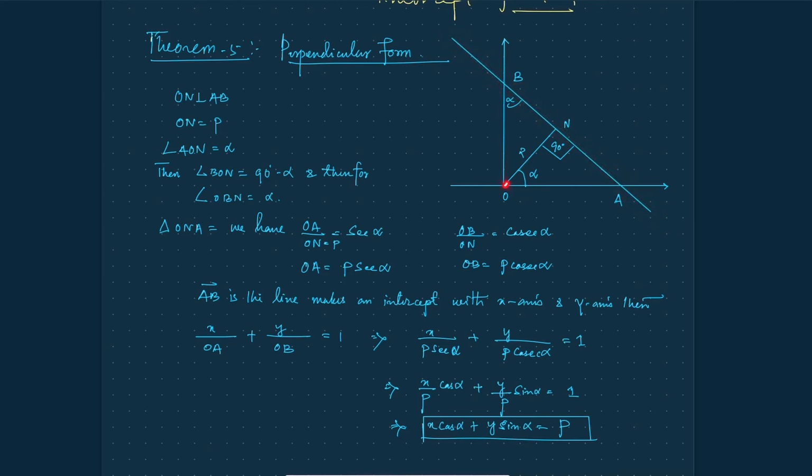Suppose this is a perpendicular from O to this line AB. It is 90 degrees. You can see this triangle has a 90 degree angle.